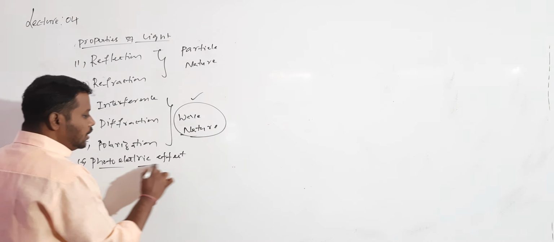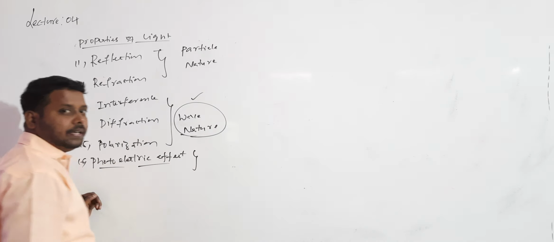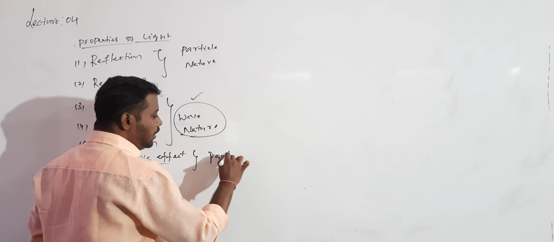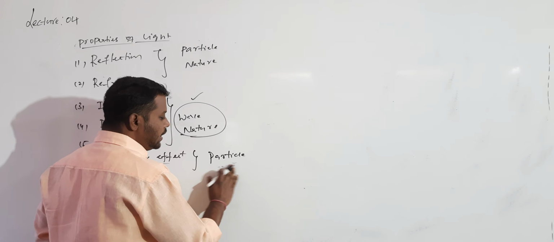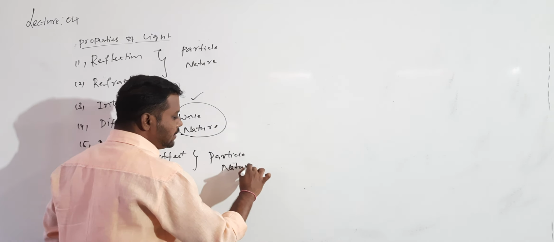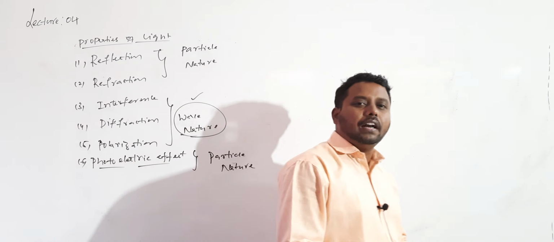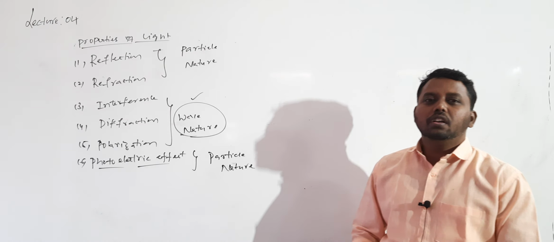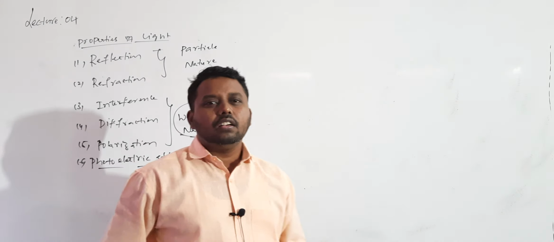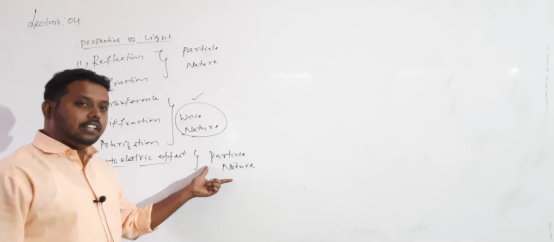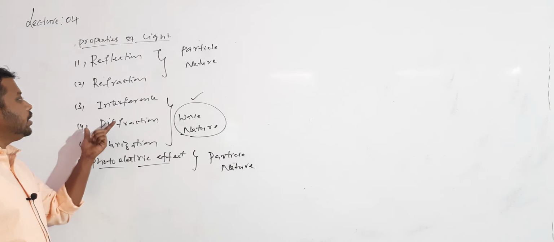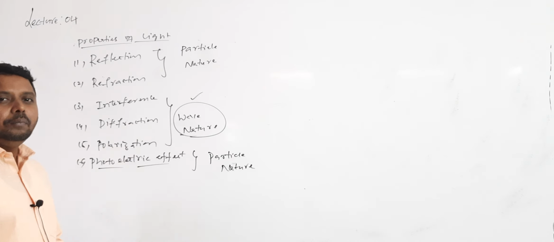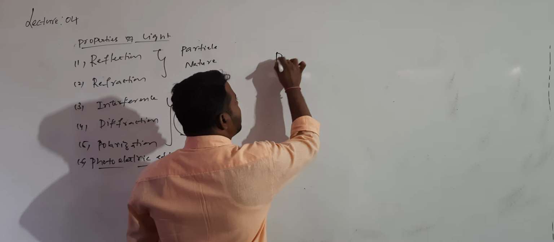But for explaining the photoelectric effect, once again we applied which theory? Planck's quantum theory. According to Planck's quantum theory, what is the nature of light? Particle nature. So for explaining some properties, light is behaving like a particle, and for explaining some properties, light is behaving like a wave. Which is correct, which is wrong? You cannot tell that particle nature is wrong according to the photoelectric effect, and you cannot tell that wave nature is wrong according to interference, diffraction and polarization. So both are correct.